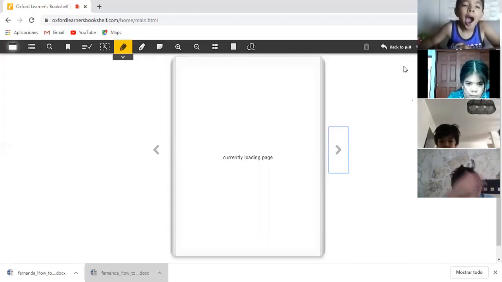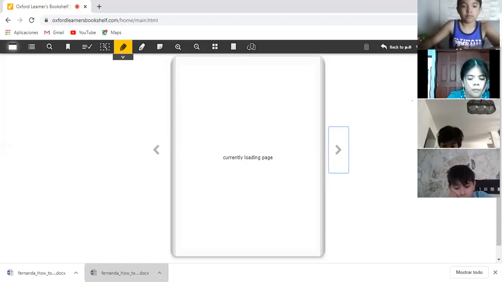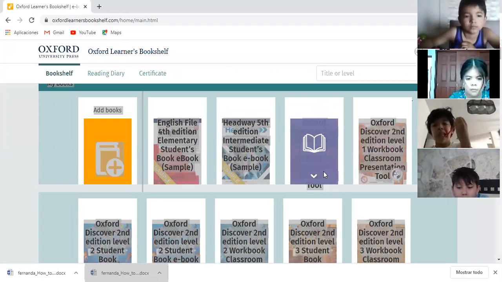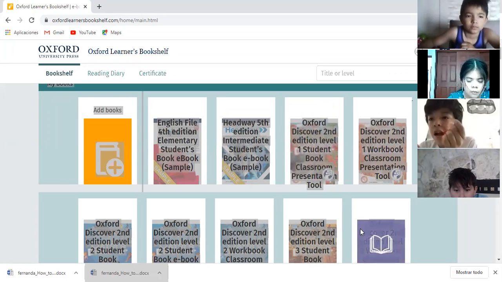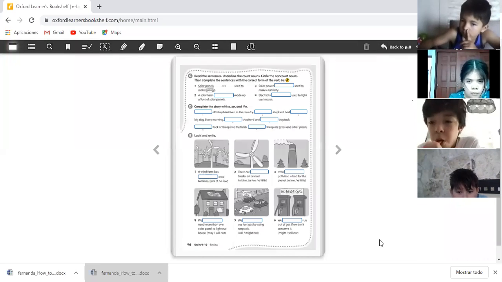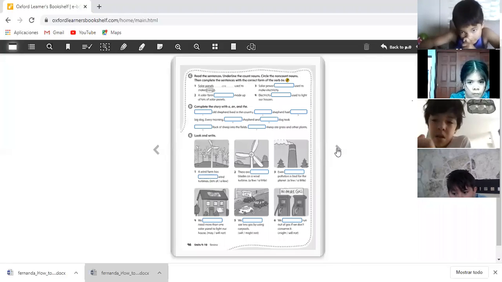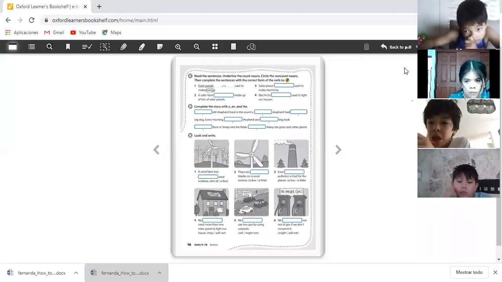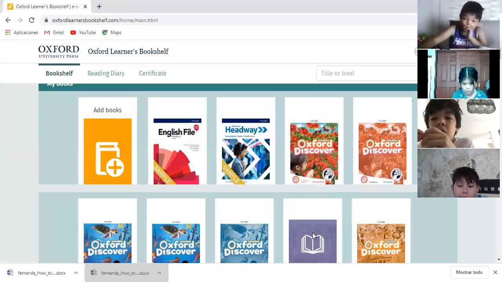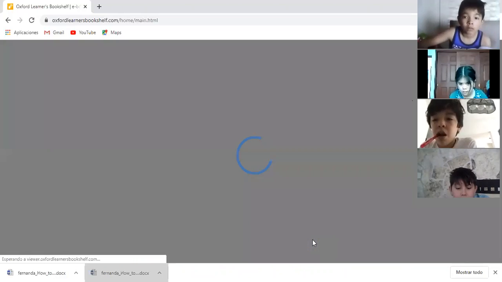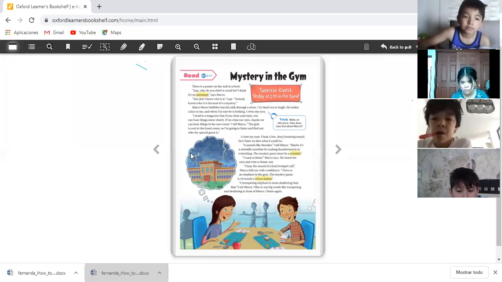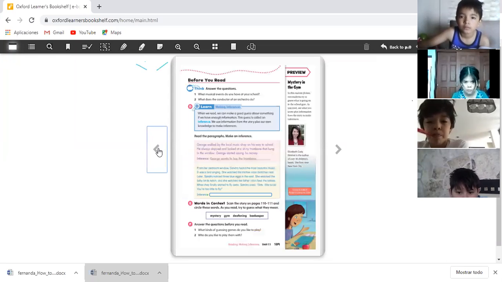I don't know why I can't see this. Let's see if I could open it up again. Okay. Level two. I think it's this one. Let's see if I could see it. Okay, inferences is to talk about something. Is this your book? Yes. No, but this is the workbook. What? The workbook. I want the student book. Let's see if it works. Look, it doesn't want to. Ah, there it is. Okay, good. Thank God. Very good.